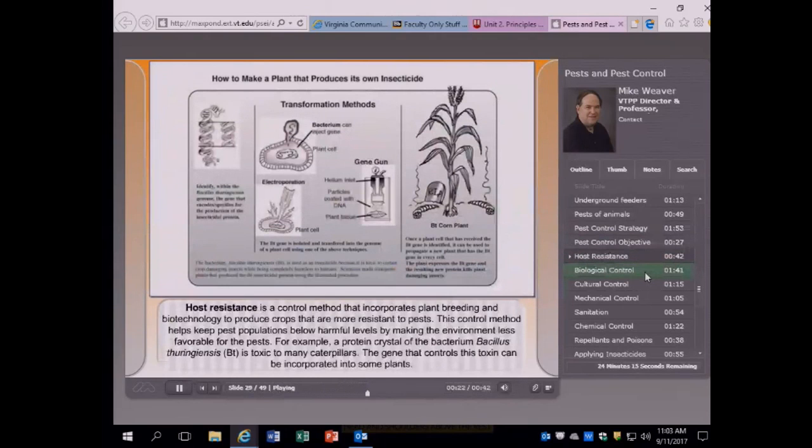Biotechnologists and plant breeders are using genetic engineering to build pest resistance into plants. The protein crystal in Bacillus thuringiensis, BT, that is toxic to many caterpillars, for example, has been incorporated into some plants. Leaf-feeding insects that feed on leaves containing the BT protein often will die, making insecticide applications unnecessary.